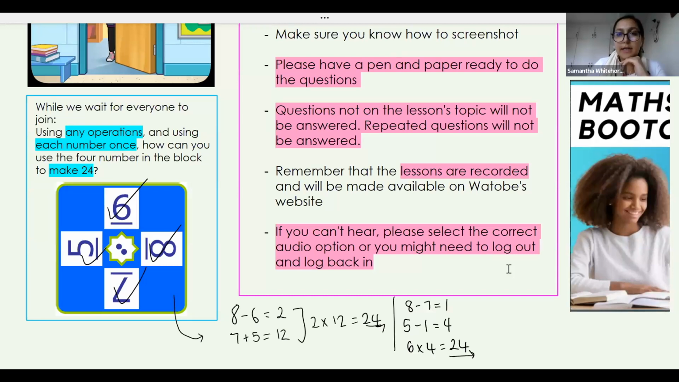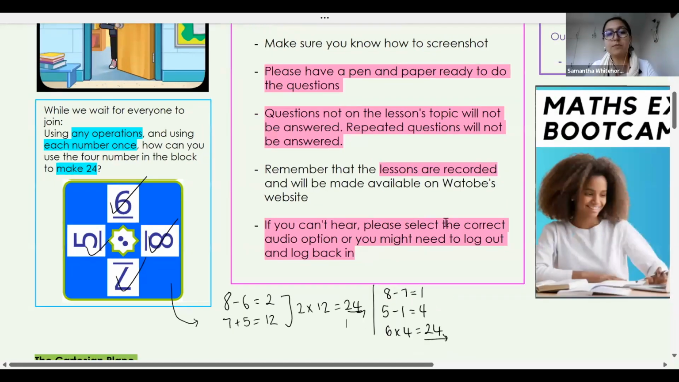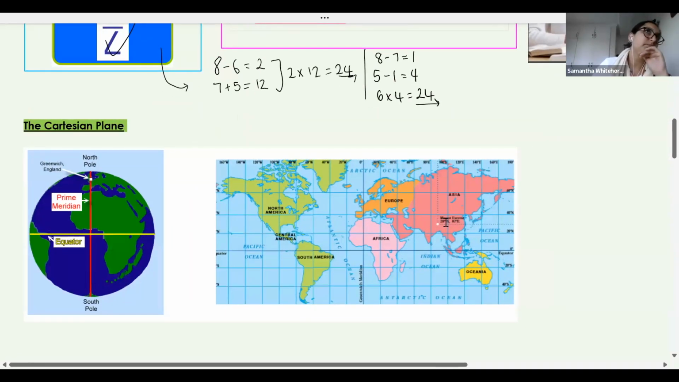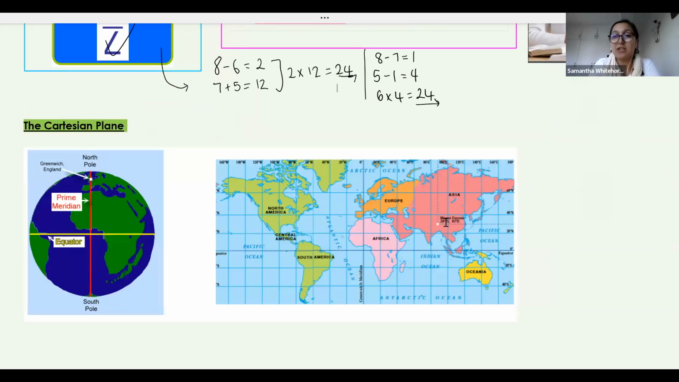Right, so guys, let us get into our lesson for today. What we're going to chat about today is the Cartesian plane. The Cartesian plane is a very important structure or feature that we use in maths, especially when it gets to graphs.